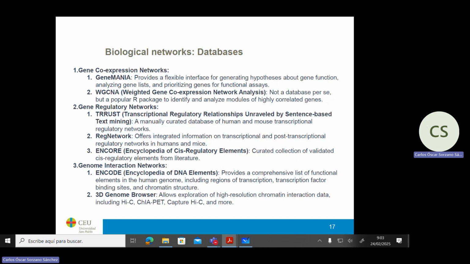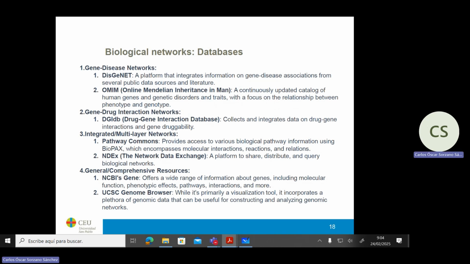Many of them have different focuses. So for instance, this is gene co-expression networks, so genes that are expressed at the same time. The nodes are the genes, and if they are expressed at the same time, they have an edge. Or a gene regulatory network: if this gene regulates this one, then there is an edge, and so on. You have a relationship between genes and diseases. This is actually for your project this year. Genes and drugs, and many other things.